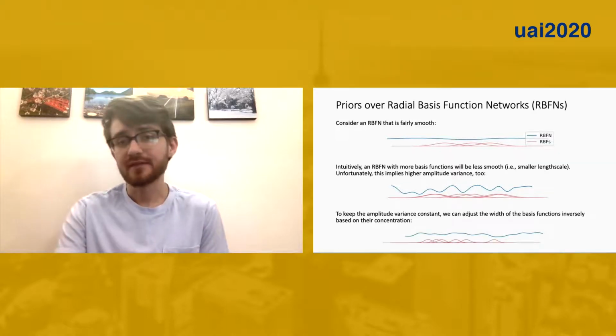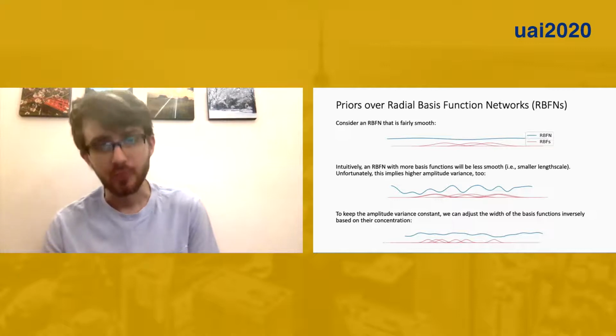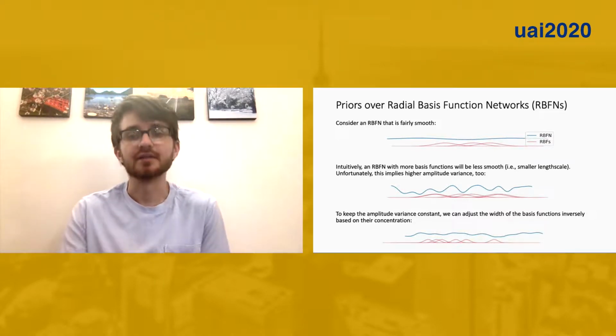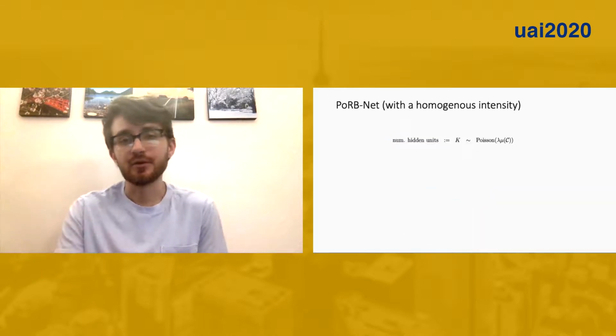To counteract the basis functions adding up, we can simply make them narrower. Notice the RBFN now wiggles more without being stretched out vertically. And this is unique to the prior we use.